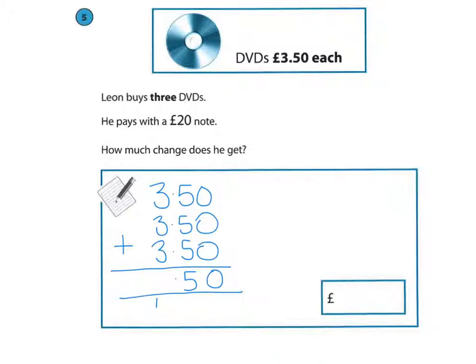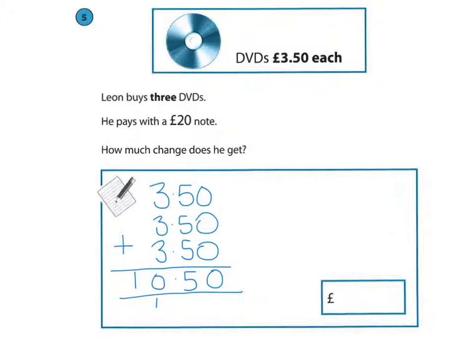We're then going to add this column. 3 plus 3 plus 3 is 9, plus the 1 down here gives us 10. So 3 DVDs are going to cost us £10.50. We're going to see then how much change we get from our £20 note.